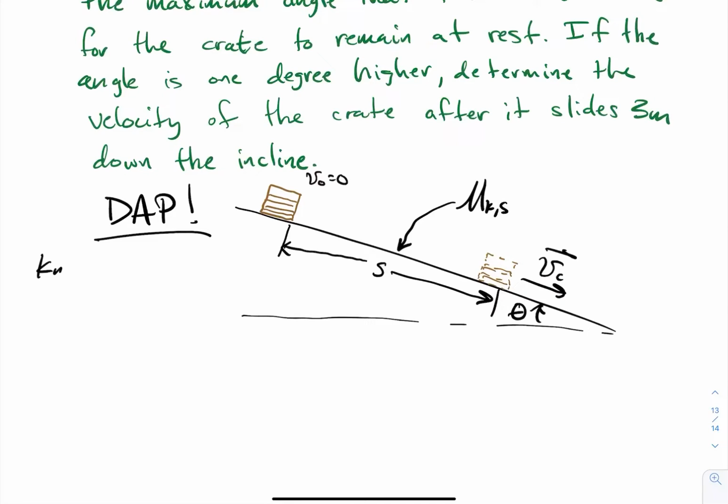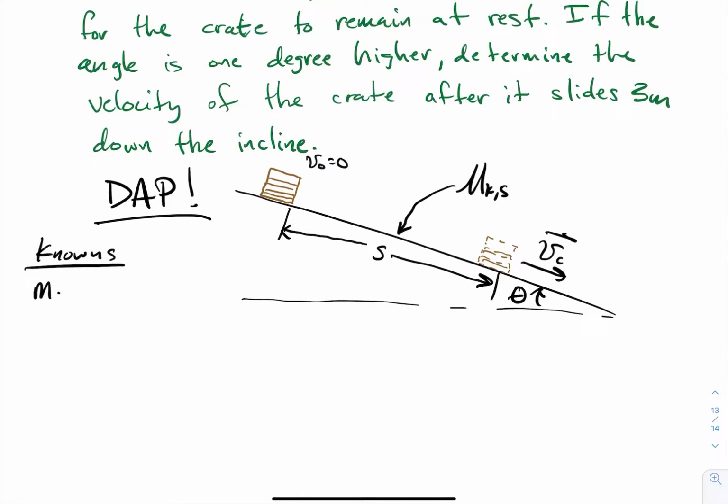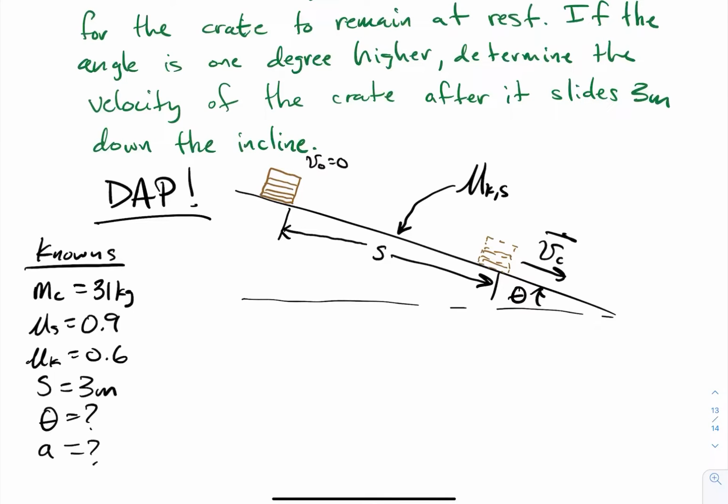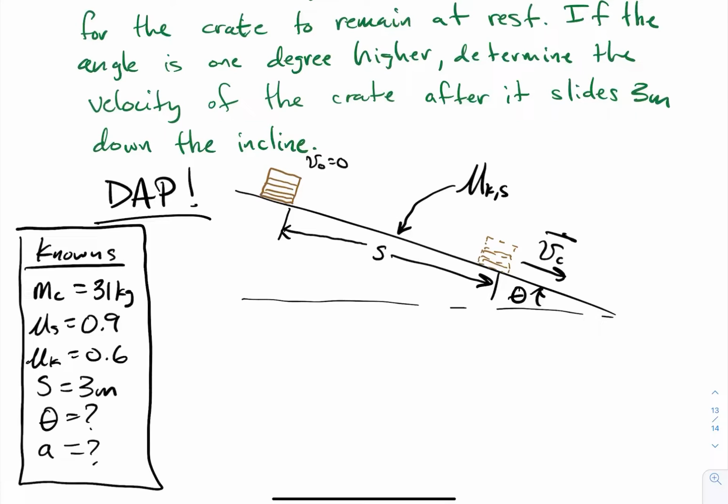And so we could do our knowns and unknowns. We know the mass of our crate. Well, that was 31 kilograms. We know mu sub s and mu sub k. We know s is 3 meters. We don't know theta. We don't know the acceleration, and I could label the acceleration of the crate down on our picture. Isn't it going to accelerate down the incline like so?